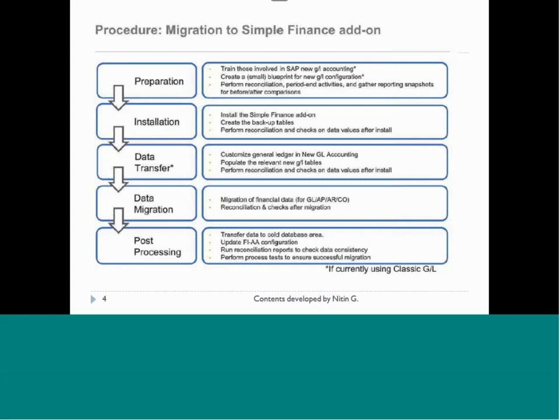So what happened is there are two modes of migration. First is if you are using classic GL, another is if you are using new GL. If you are using classic GL, you have to first migrate to the light version of the new GL, which is coming in coming slides. I'll talk about that. And if you are using new GL, it is easy to migrate to Simple Finance. But from classic GL also, it is not that you have to go to 100% new GL and then migrate. There are some additional steps you have to do to technically tell the system that we are on new GL now, and then you can migrate. SAP allows that.